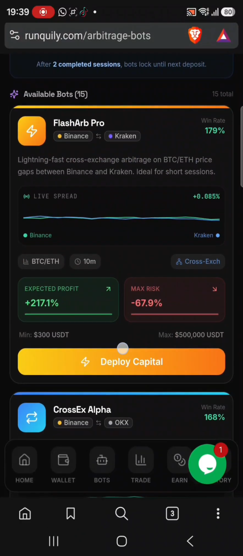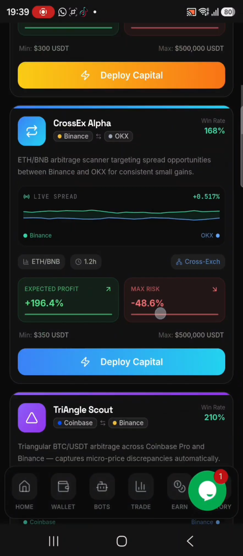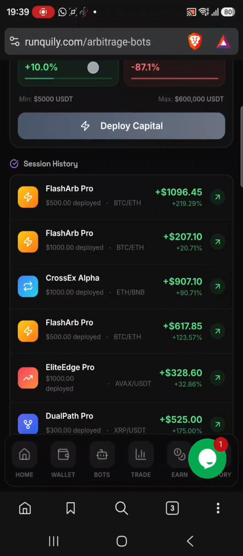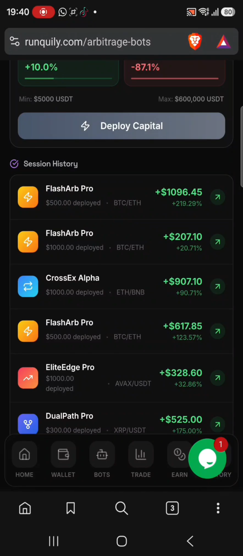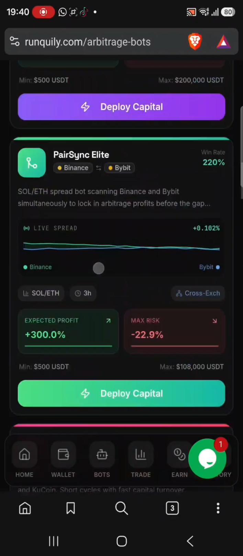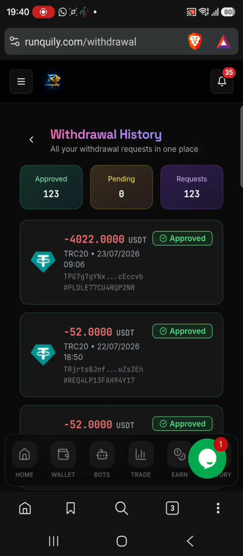If you deploy the bot, it will run for a designated time, that is 10 minutes, and your profit will be in your Ranquilly in those 10 minutes. You can see how I've been making these profits, the capital and everything. So about withdrawal, everything is working. Let me show you my withdrawal. Actually today I did a withdrawal of around 4,000. I think today it is on date 23.